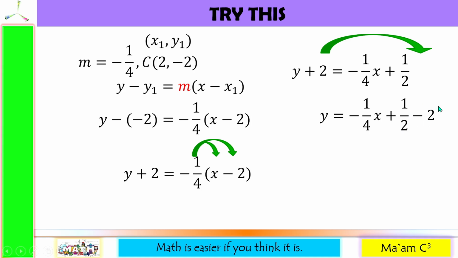So negative 2 can be expressed as negative 4 over 2. Negative 4 divided by 2 is negative 2. We simply change the form, but we did not change its value. Now that they are similar, we can easily subtract 1 minus 4, and that is negative 3. So our final answer is y equals negative 1/4 of x minus 3 over 2.